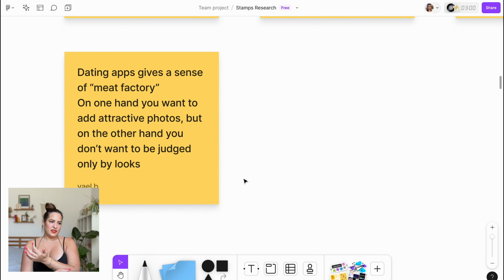Dating apps give a sense of a meat factory. On one hand, you want to add attractive photos, but on the other hand, you don't want to be judged only by looks. And now let's talk about the goals, because the goals are very interesting. You can think of a very dry goal, like find a forever partner, find a serious relationship. But in this step, I really recommend to ask the 7 whys.